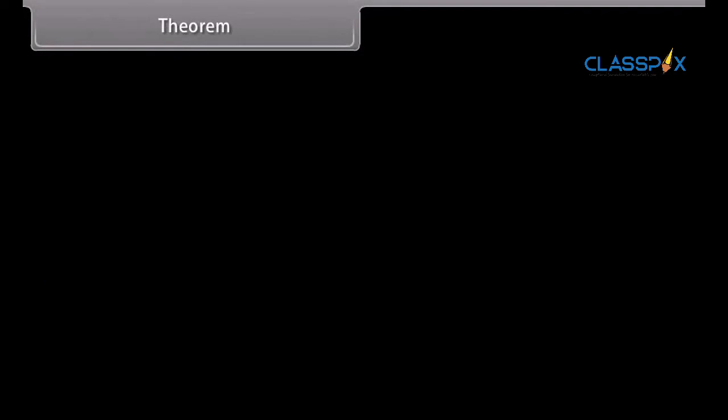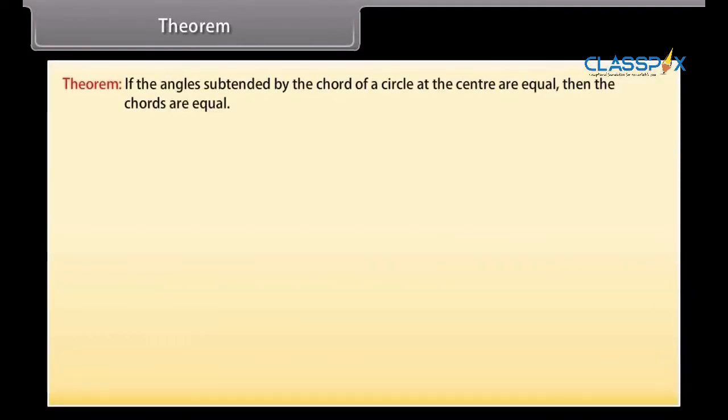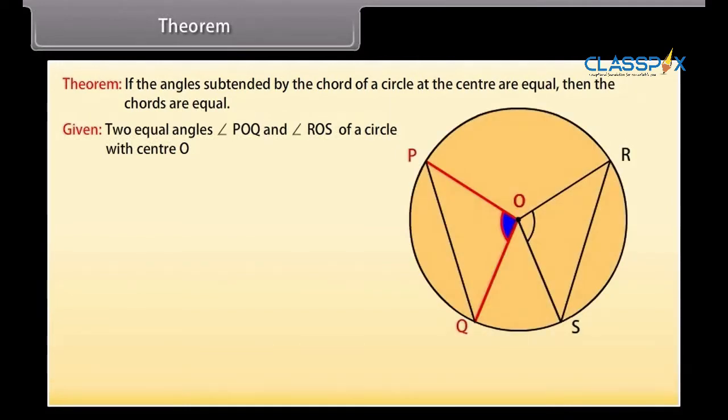Theorem. Let us prove the converse now. Given two equal angles, angle POQ and angle ROS of a circle with center O. To prove, PQ is equal to RS.